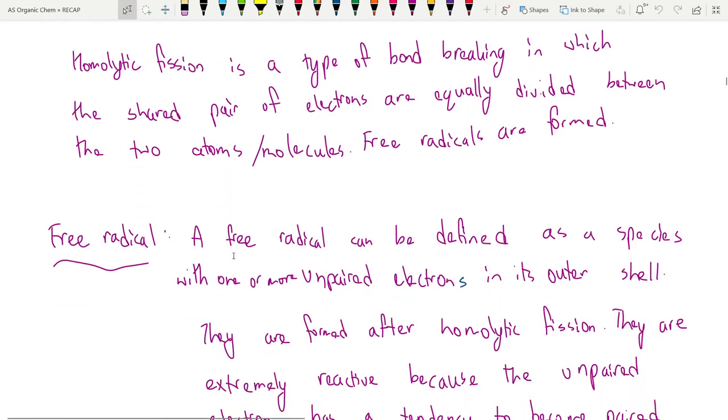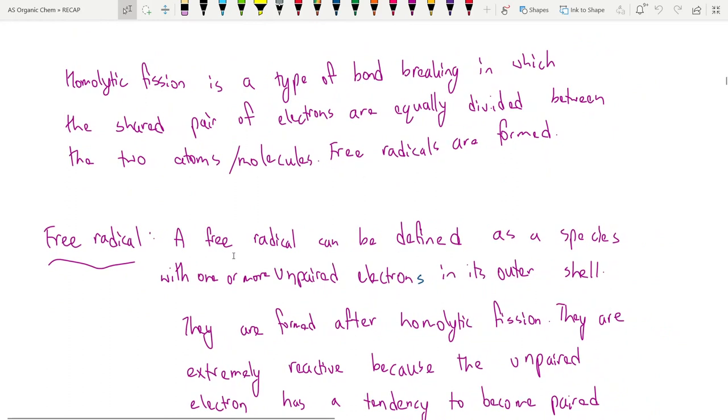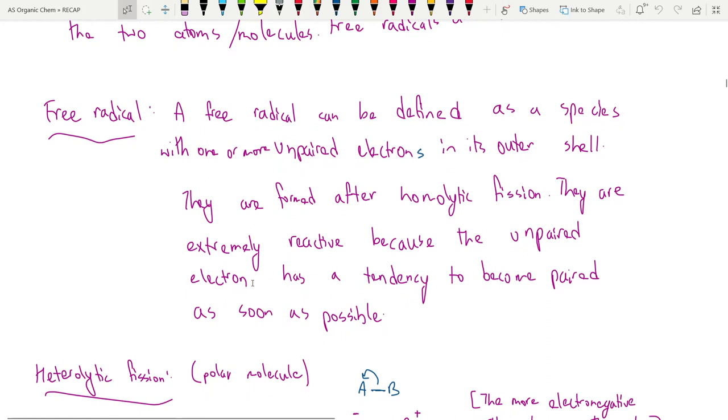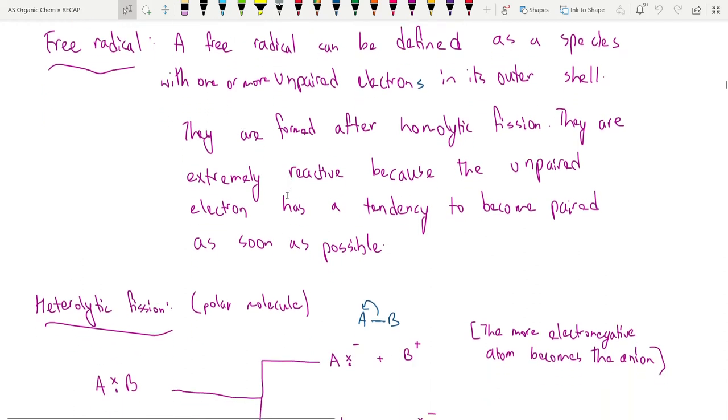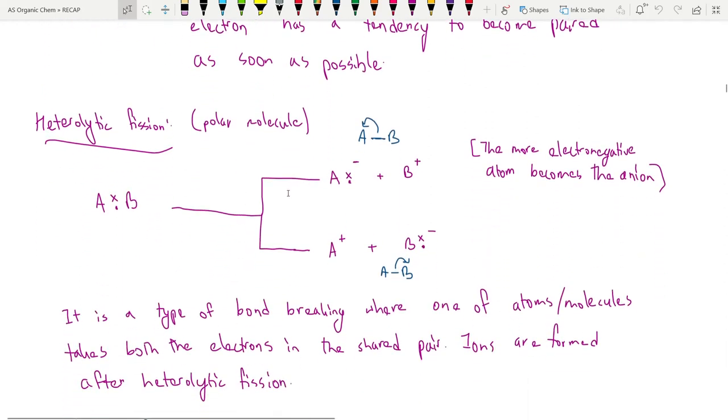So, what is a free radical? It is a species with one or more unpaired electrons in its outer shell. They are formed after homolytic fission. They are extremely reactive because the unpaired electron has a tendency to become paired as soon as possible. It wants the octet, right? Just like the chlorine free radical. We usually see homolytic fission in free radical substitution. In all other mechanisms, we are going to see heterolytic fission.